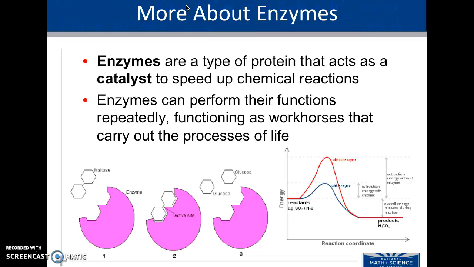Enzymes are a type of protein that acts as a catalyst to speed up chemical reactions. Enzymes can perform their function repeatedly, and they do this throughout the process of their whole life. If we look at the bottom right corner, this is the very classic graph of enzyme activity. The red line is what happens without the enzyme, and it requires a huge amount of energy to complete the reaction, whereas the blue line shows that there's only a small amount of energy put in to have the reaction occur. And so what the enzyme actually does is it decreases the activation energy. So it provides a little bit of extra energy so that it does not have to look for those sources elsewhere.